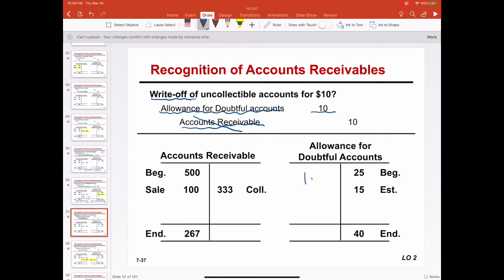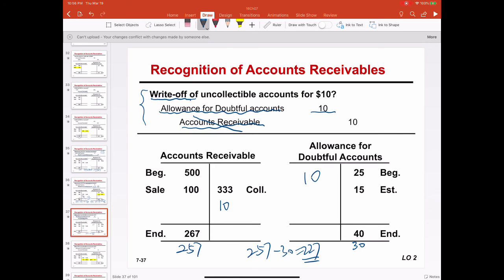After this, the balance of allowance for doubtful accounts will decrease to 30. And because this write-off of accounts receivable will be credited $10, the balance will be 257. Okay, what you find is 257 subtract 30 is still 227. The net realizable value of accounts receivable does not change after this write-off.